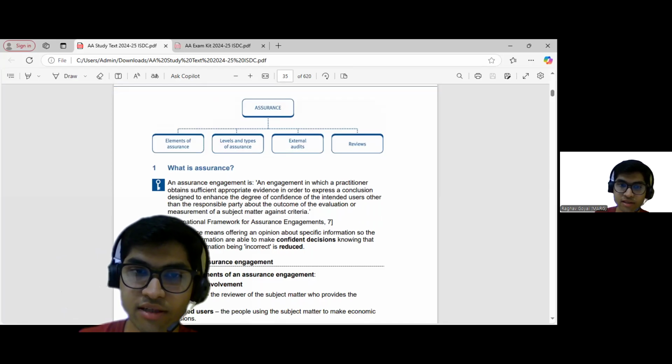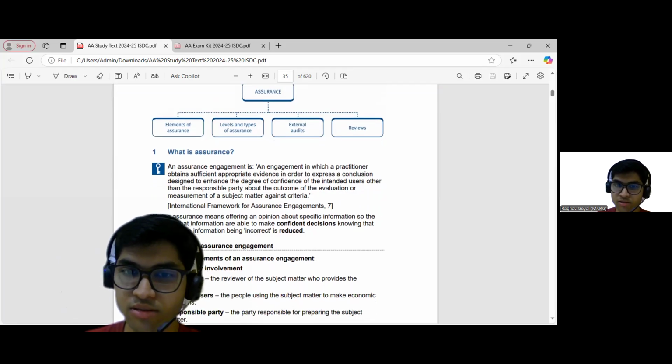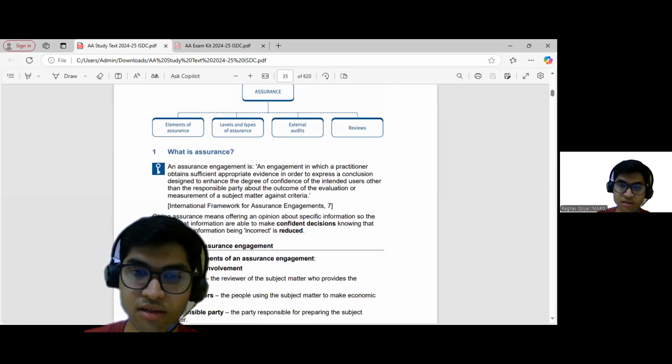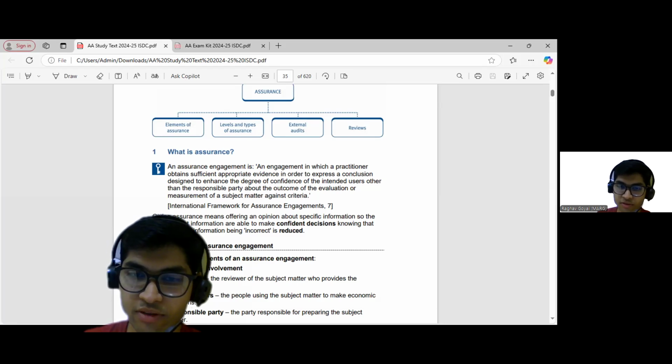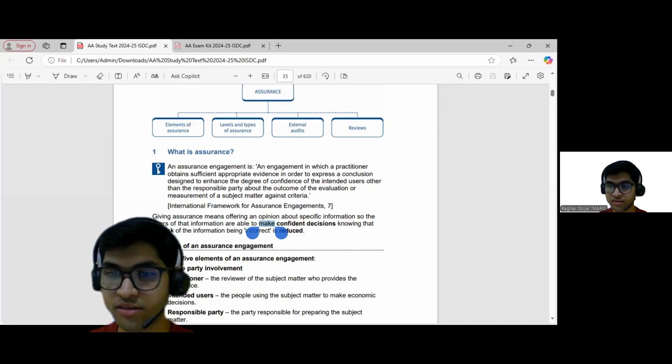If you read this, you won't understand much. But in my terms, I would say assurance basically means giving an opinion about something, for which the information once given, the person can make confident decisions about it.